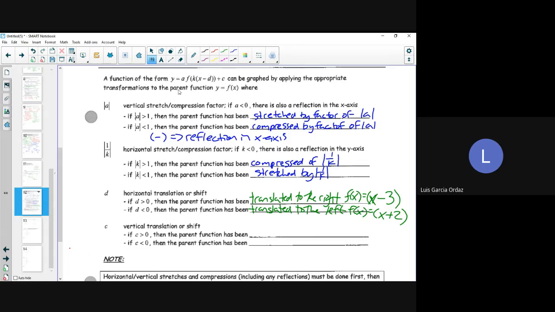For example, C is the vertical translation or shift. If C is bigger than 0, then the parent function has been translated up or down? Up. And if it is less than 0, translated down.